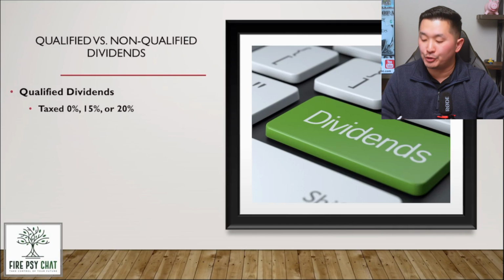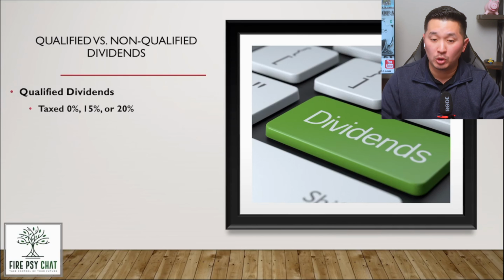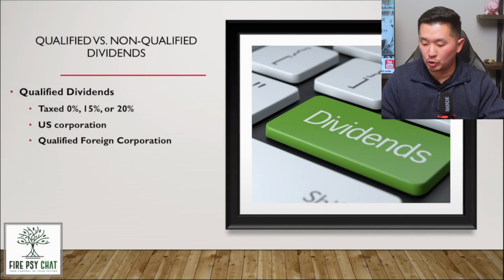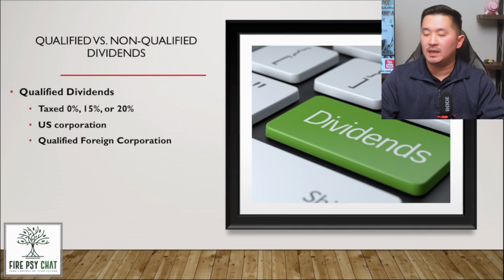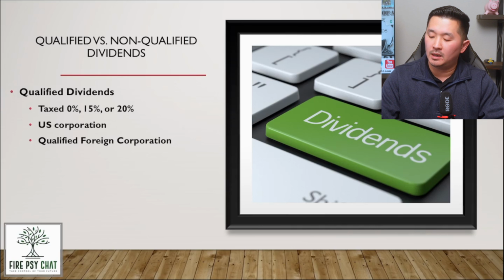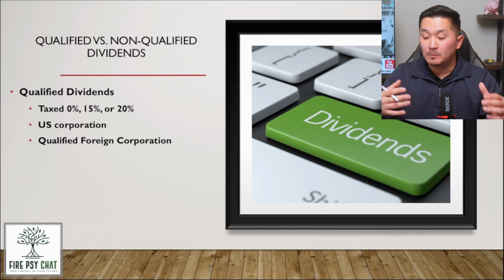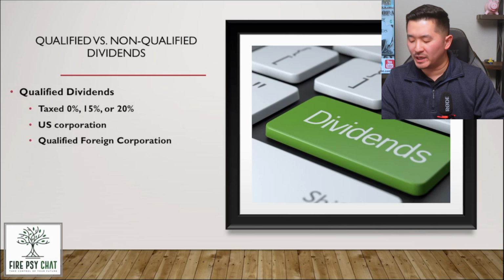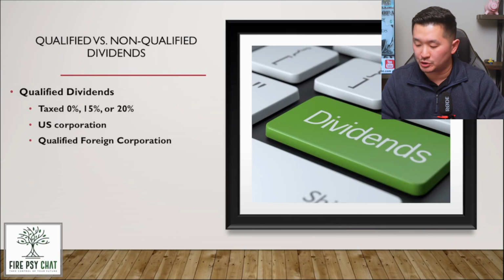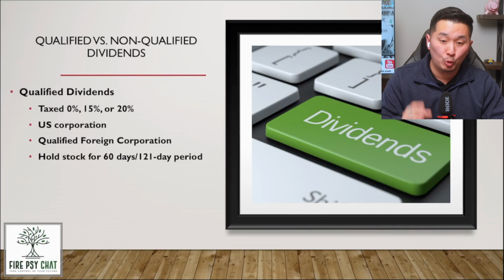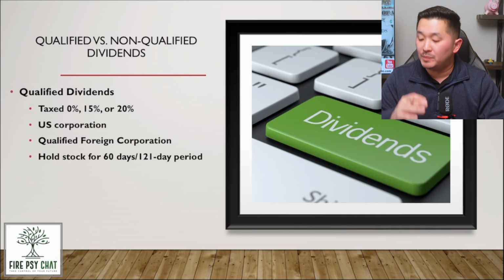So how do you know if you're getting qualified or non-qualified dividends? A qualified dividend needs to be paid by a U.S. corporation or by a qualified foreign corporation. So if you invest in a foreign stock on the New York Stock Exchange, then the dividends could be categorized as qualified dividends, but make sure you confirm that before you invest. It also needs to be regular dividends and not capital gains distributions. You also have to hold a stock for more than 60 days during a 121-day period, beginning 60 days before the ex-dividend date.